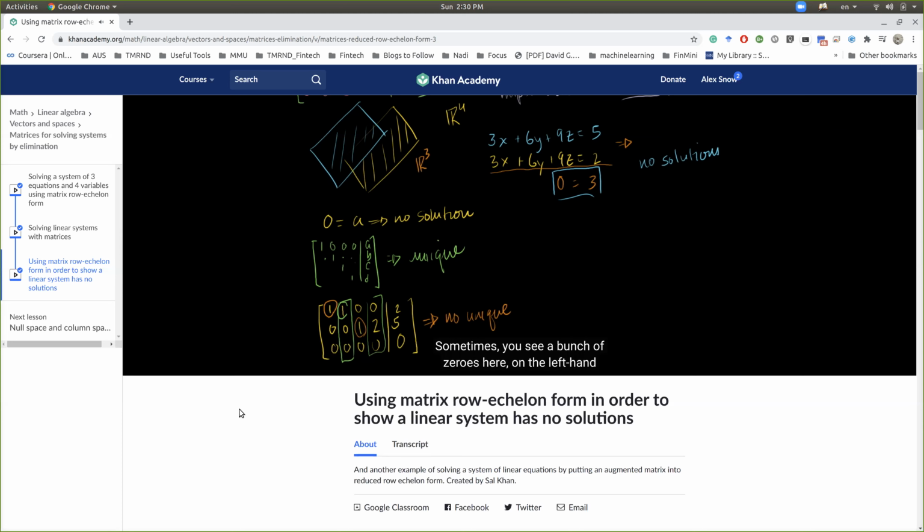Sometimes you see a bunch of zeros on the left-hand side of the augmented divide, and you might say, oh, maybe I have an infinite number of solutions. But you've got to look at this entry right here. If this whole thing is 0 and you have free variables, then you have an infinite number of solutions. If you have a statement like 0 is equal to A, if this is equal to 7, then all of a sudden you would have no solution, because you're dealing with parallel surfaces. Anyway, hopefully you found that helpful.